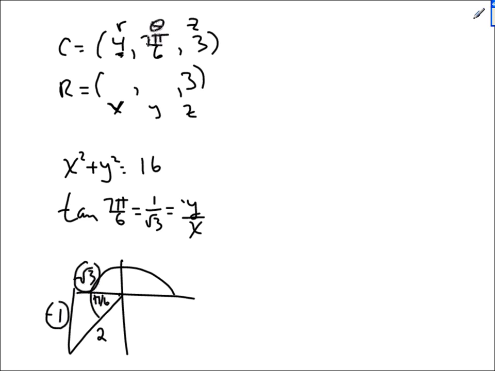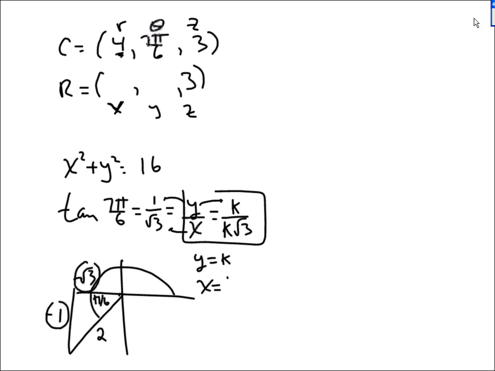That does not mean that y equals 1 and x equals square root of 3. Remember, 1 over square root of 3, I can multiply top and bottom by whatever I want. You have to understand that. Up to k. Now cross multiplying, set the tops equal. For some number k, y equals k, and x equals k times square root of 3.